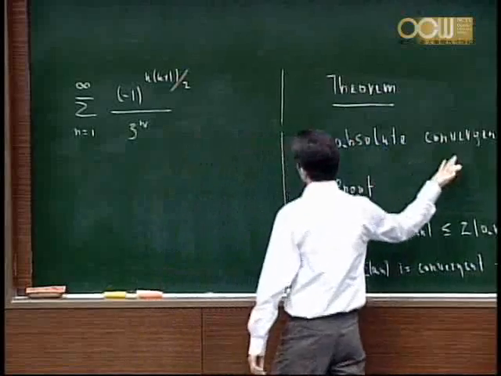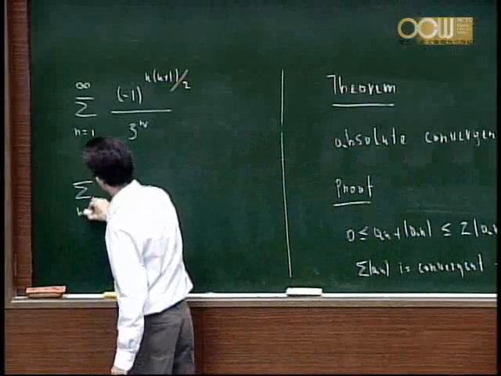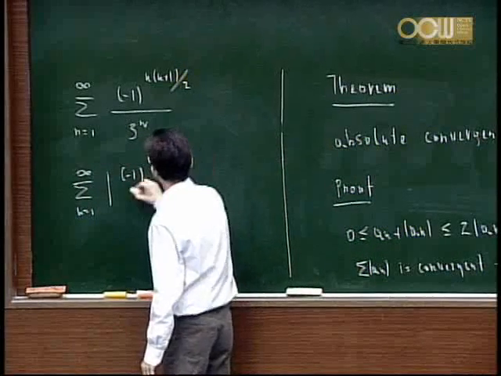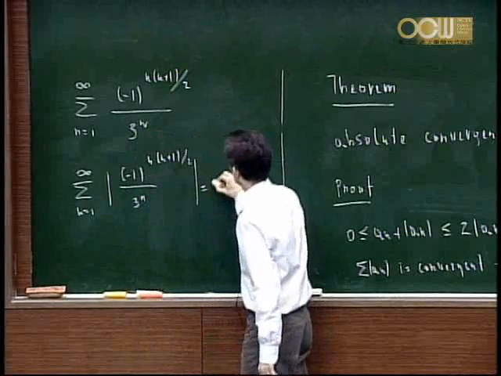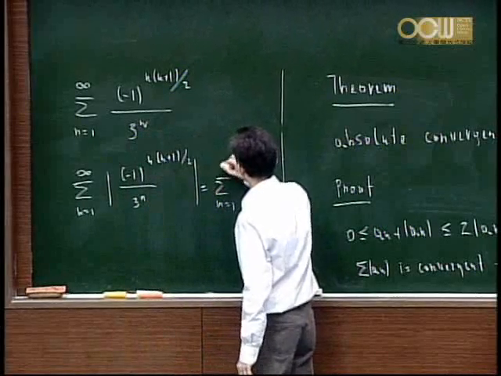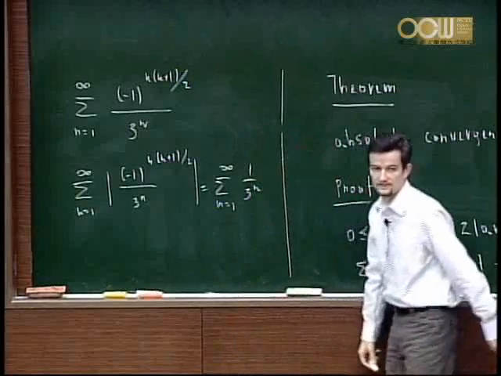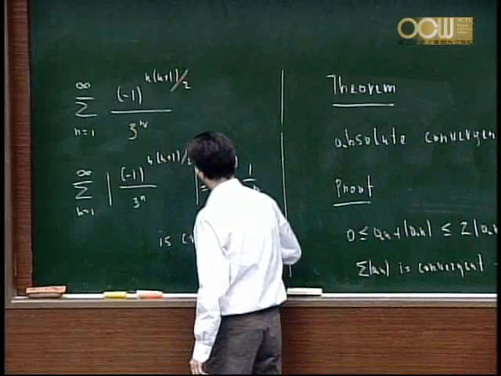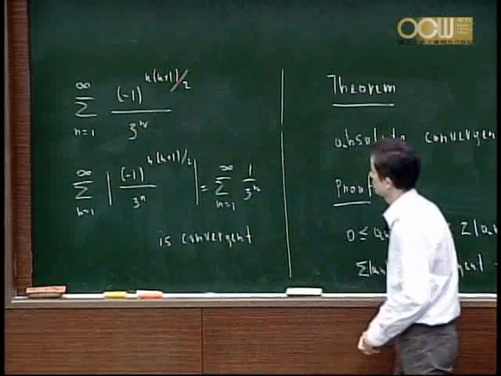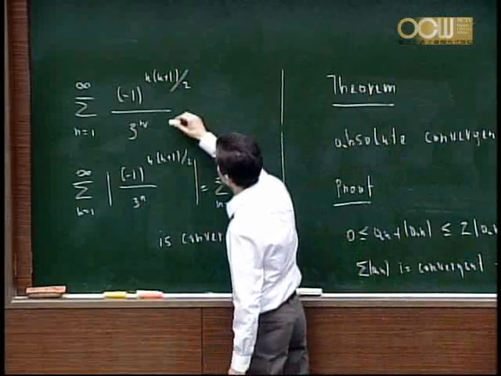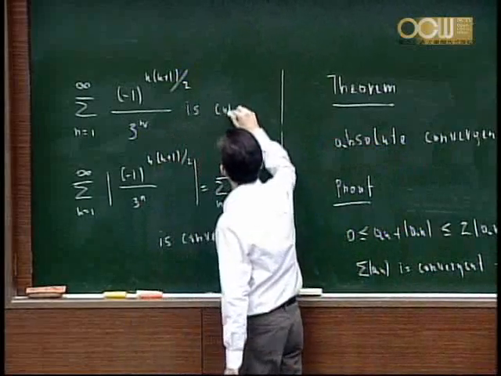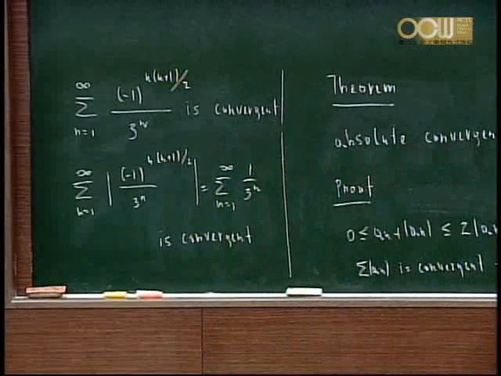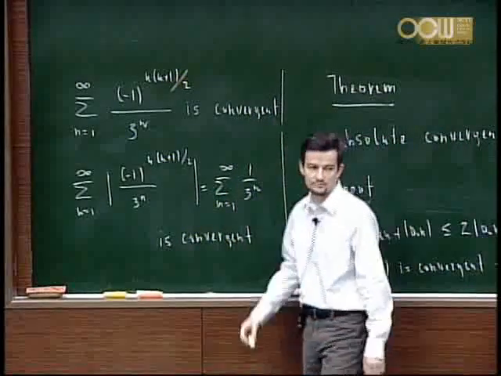Namely, you just look at absolute convergence. If you look at the absolute value, so this series here, clearly this series is convergent. And this will already imply that this series is convergent as well by this theorem here. So if you have a general series, normally you check absolute convergence.